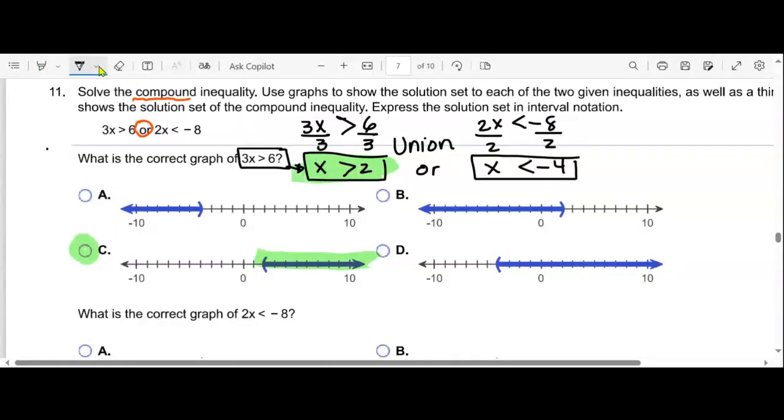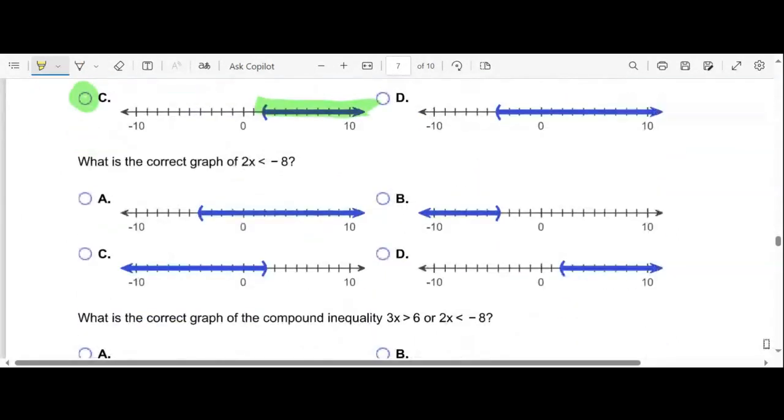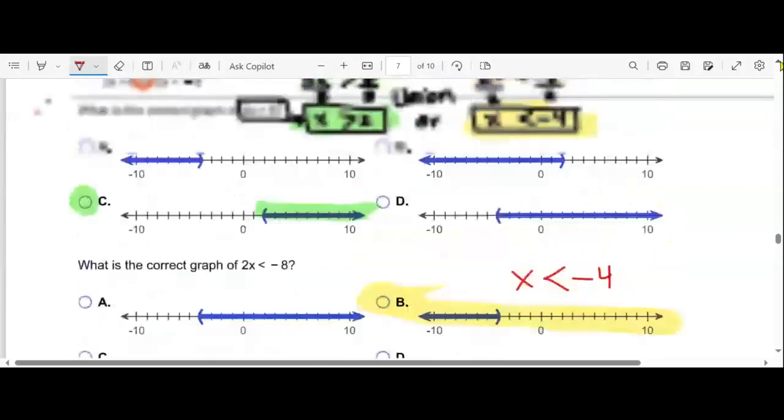Yalla, let's do the next one. What's the next one? This one, right? Yalla, let's do it. Who can do it? x is less than -4. Where is less than -4? B. Very good. Is this clear, everybody in the class? Yes, doctor. Yes, clear.